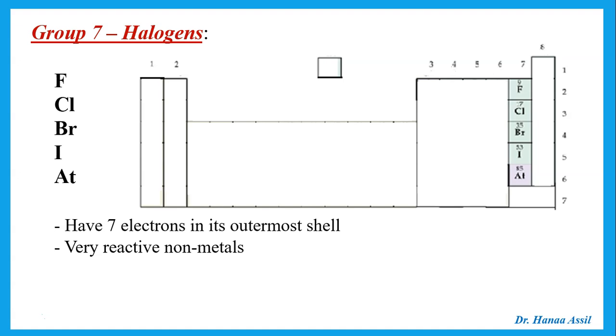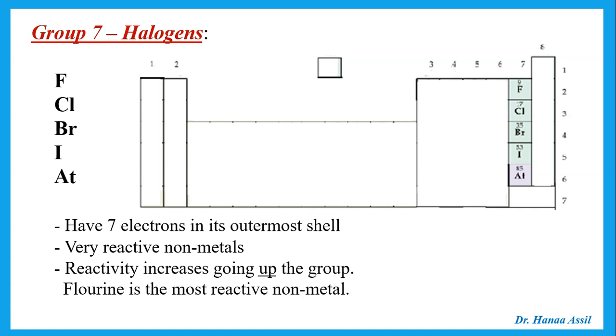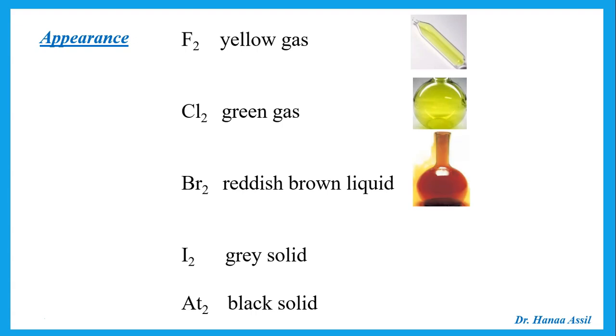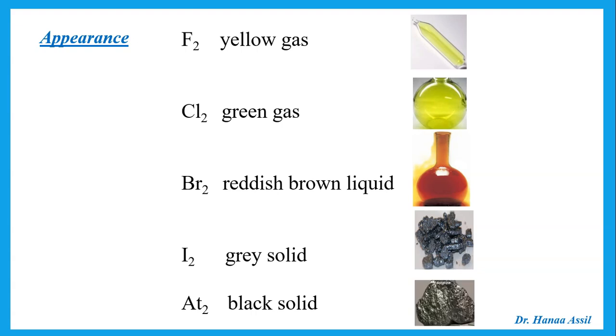Now, which one is more reactive? The one up is more reactive, so reactivity increases going up the group, and fluorine is the most reactive nonmetal. You need to know the appearance of halogens. Fluorine is a yellow gas, chlorine green gas, bromine reddish brown liquid, iodine gray solid, astatine is a black solid. So as we go down, it changes gas, liquid, solid.